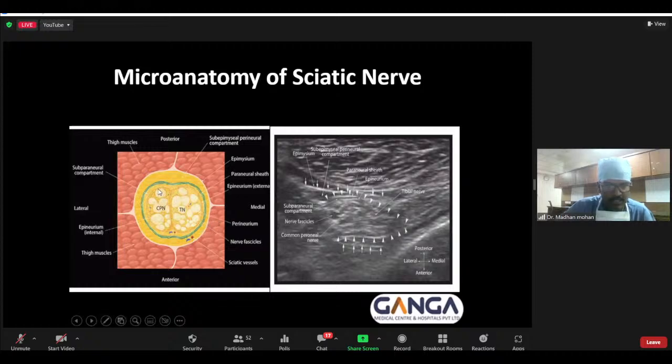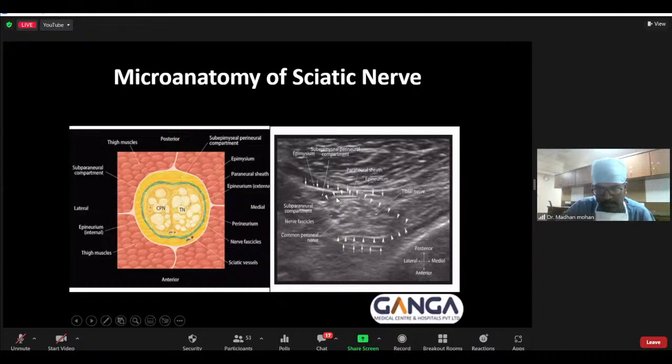Again, in the cross section, you can see the paraneural sheath, the green layer, and inside this is the subparaneural compartment. With high resolution ultrasound, we can visualize this in ultrasound also. This white thick hyperechoic line, you can see, is the epimysium of the muscle. This is the muscle, this is the epimysium, and under this epimysium will be a subepimysial perineural compartment here.